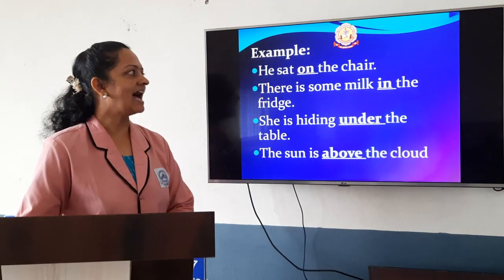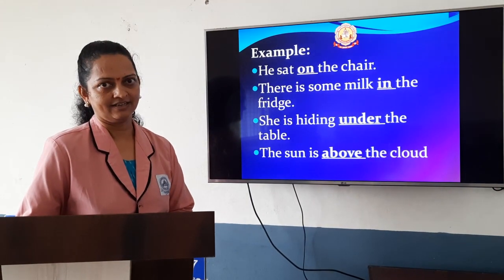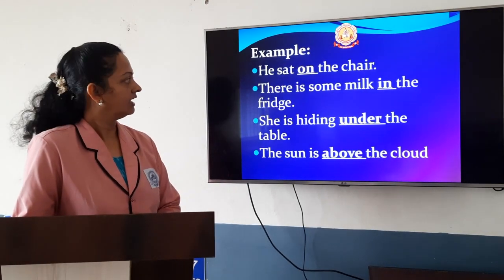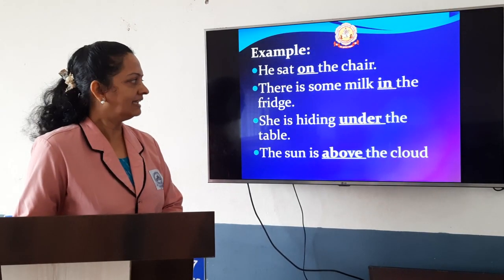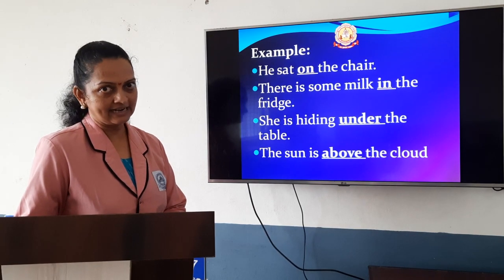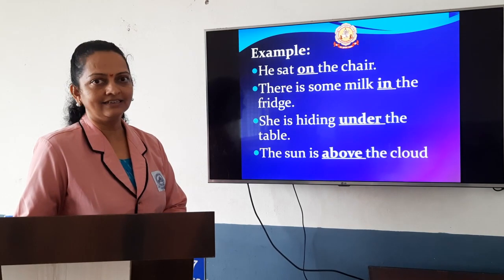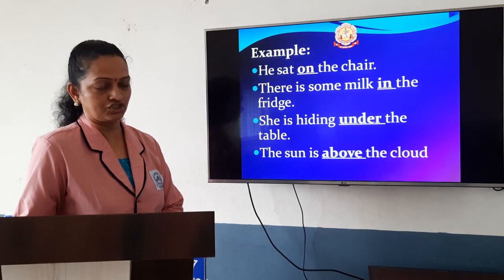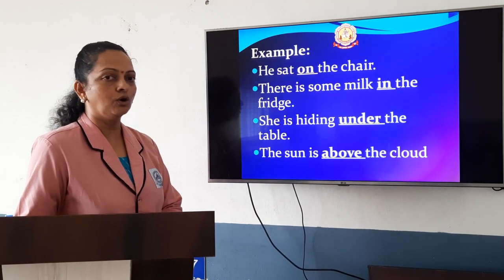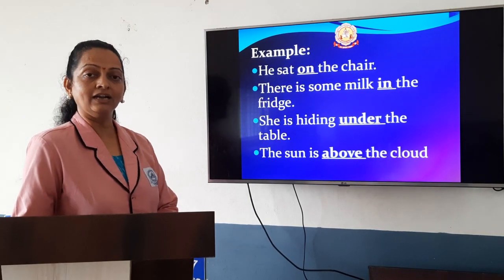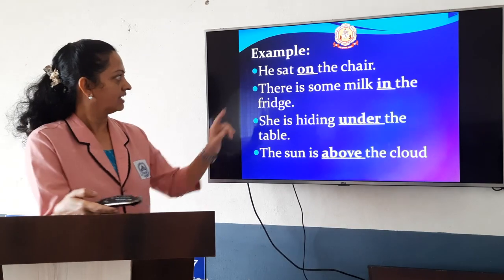Example: He sat on the chair. Now if you see, I have underlined on. On is nothing else but a preposition. There is some milk in the fridge. In is underlined because in is a preposition. She is hiding under the table. Under is the preposition. The sun is above the cloud. Above is the preposition. Now let's see how it points out the relation.